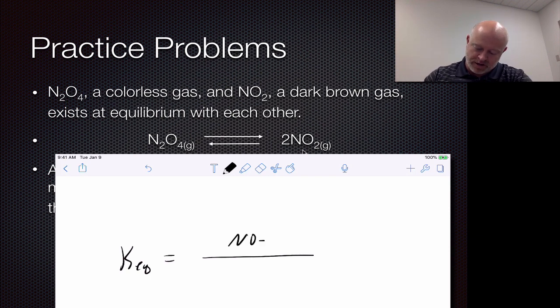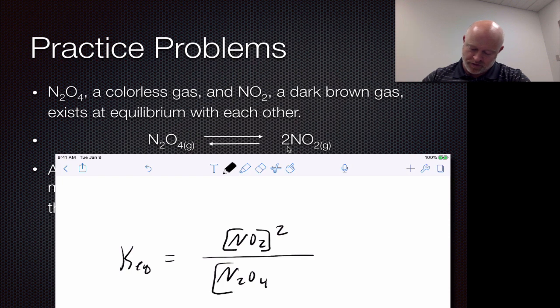So our product is NO2. And we want the concentration of that. And because there's a 2 in the balanced equation, we want to square that value. That's going to be over our N2O4 concentration. And there's only one of those in the balanced equation, so that's a 1. Again, this is optional. You don't have to write that 1 in if you don't want to. I put it there, it just reminds me that I actually checked it to make sure.